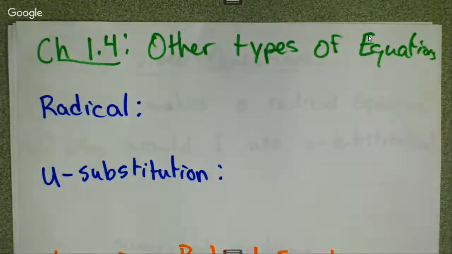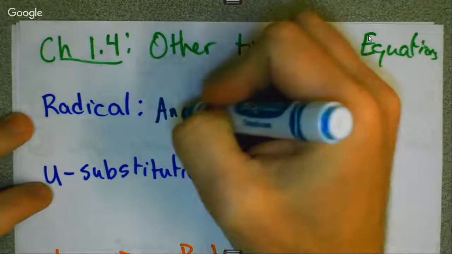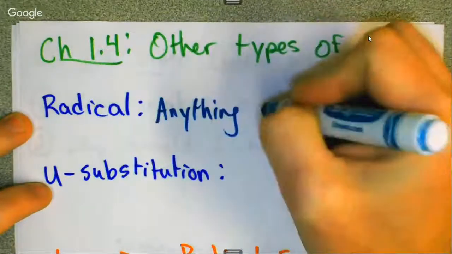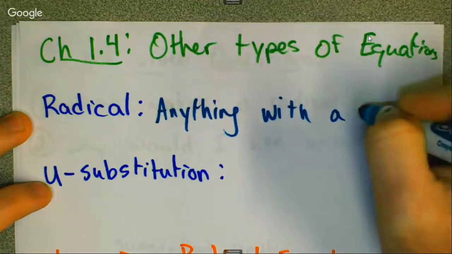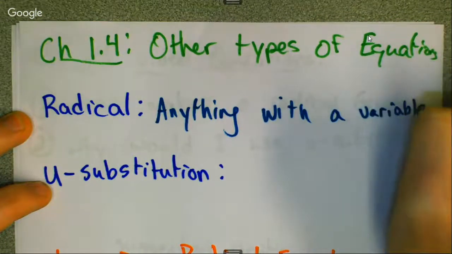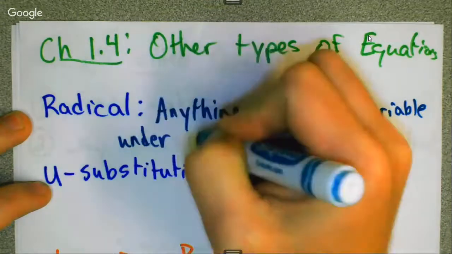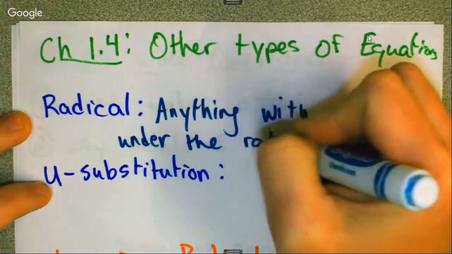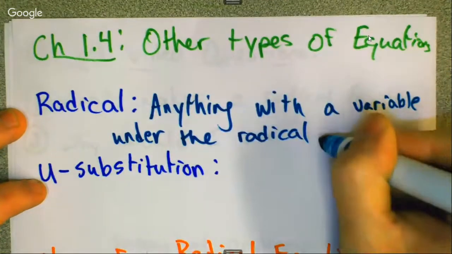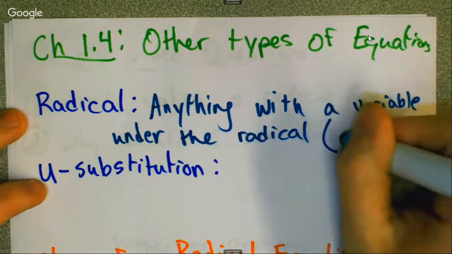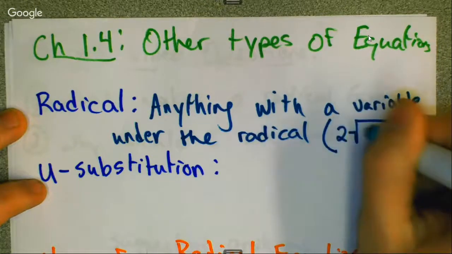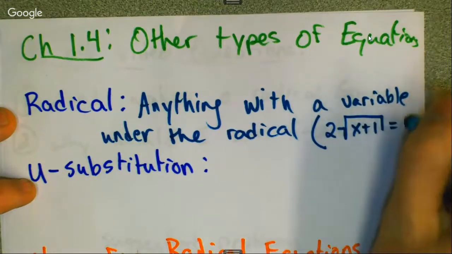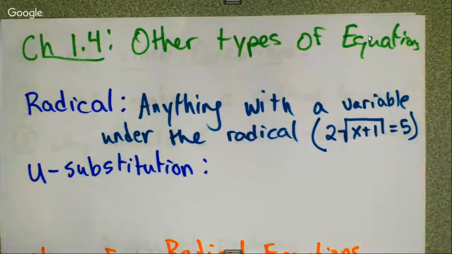So the first thing we're looking at are radical equations, and those are anything with a variable under the radical. For example, let's just say we have 2 radical x plus 1 equals 5. Okay, I have a variable there under my radical, which makes this a radical equation.